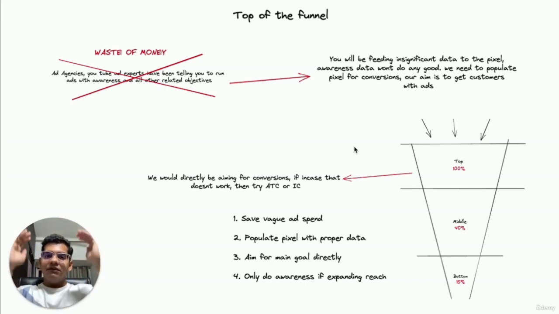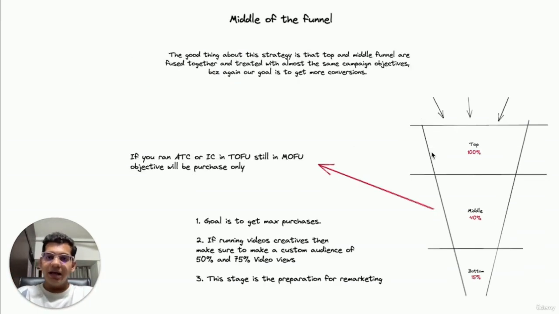Now with this, we would be moving to the second type: what type of people should now go into my middle of the funnel, and what type of campaign did we make for our clients. So basically, there is one good thing about the top of the funnel and the middle of the funnel: the top of the funnel is amalgamated, basically connected with the middle of the funnel.